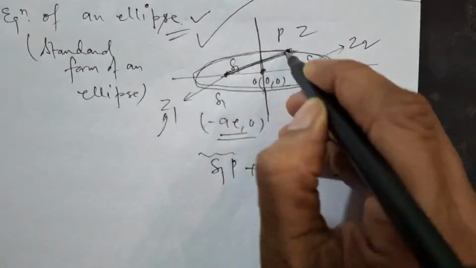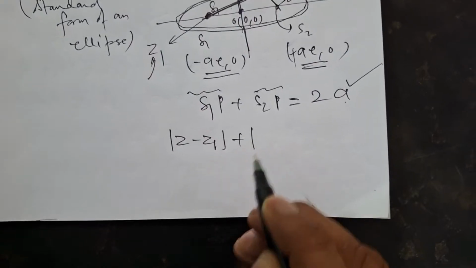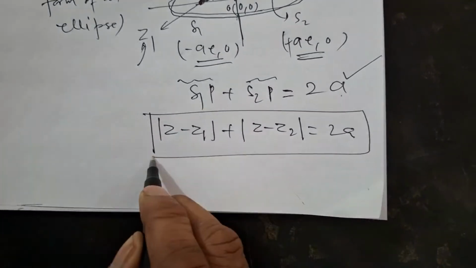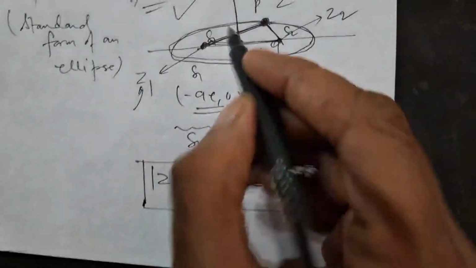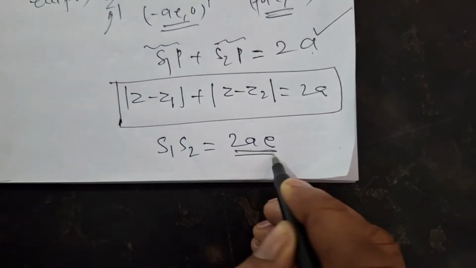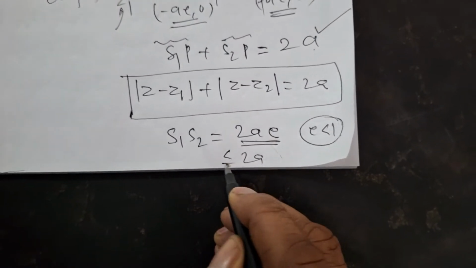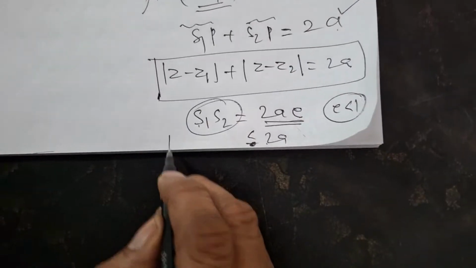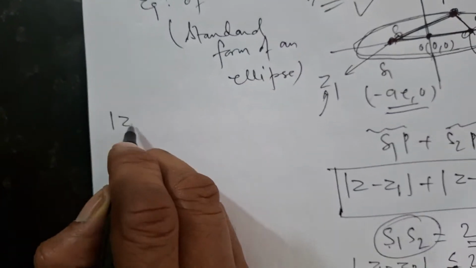Now S1P, how much? You know, genius, this is Z and this is Z1, so you know the distance formula. And S2P is modulus of Z minus Z2, equals 2a. This is not a sufficient condition. One more condition: the distance between foci S1 and S2 must be 2ae, where e, eccentricity, is less than 1. Means this is less than 2a. S1S2 less than 2a, where S1S2 is nothing but the distance between Z1 and Z2. So please remember the proper conditions of an ellipse.